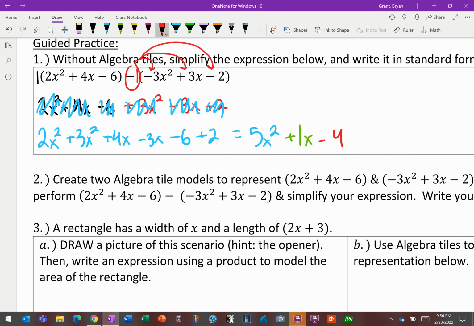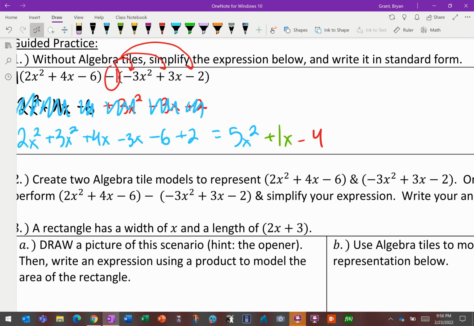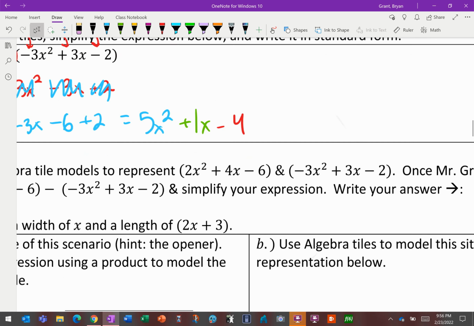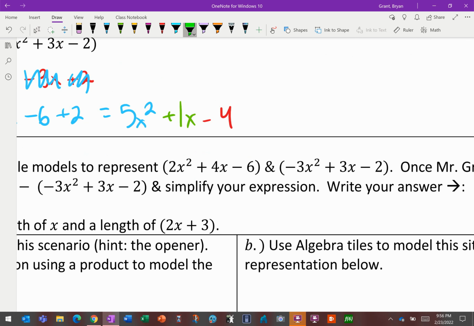All right, let's go ahead then and see how to model that with algebra tiles. So with your group mate working with you, one of you is going to take your algebra tiles and is going to model 2x squared plus 4x minus 6. You're going to lay those out on your desk. Your partner is going to lay out negative 3x squareds plus 3x minus 2 on their desk.